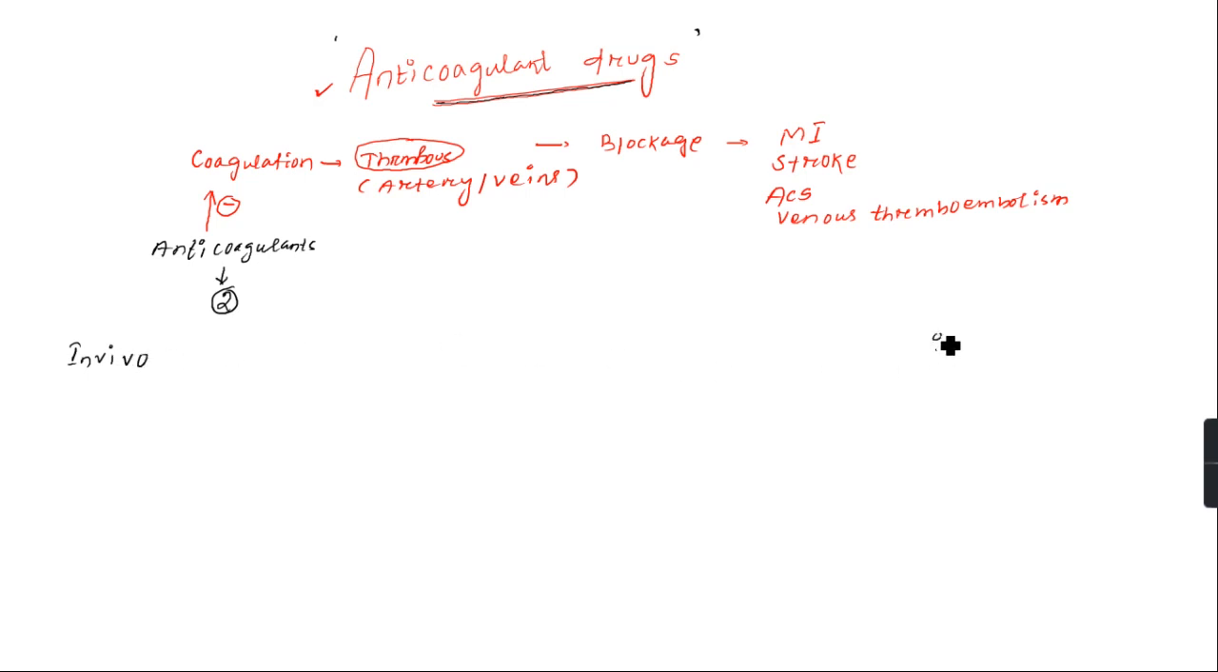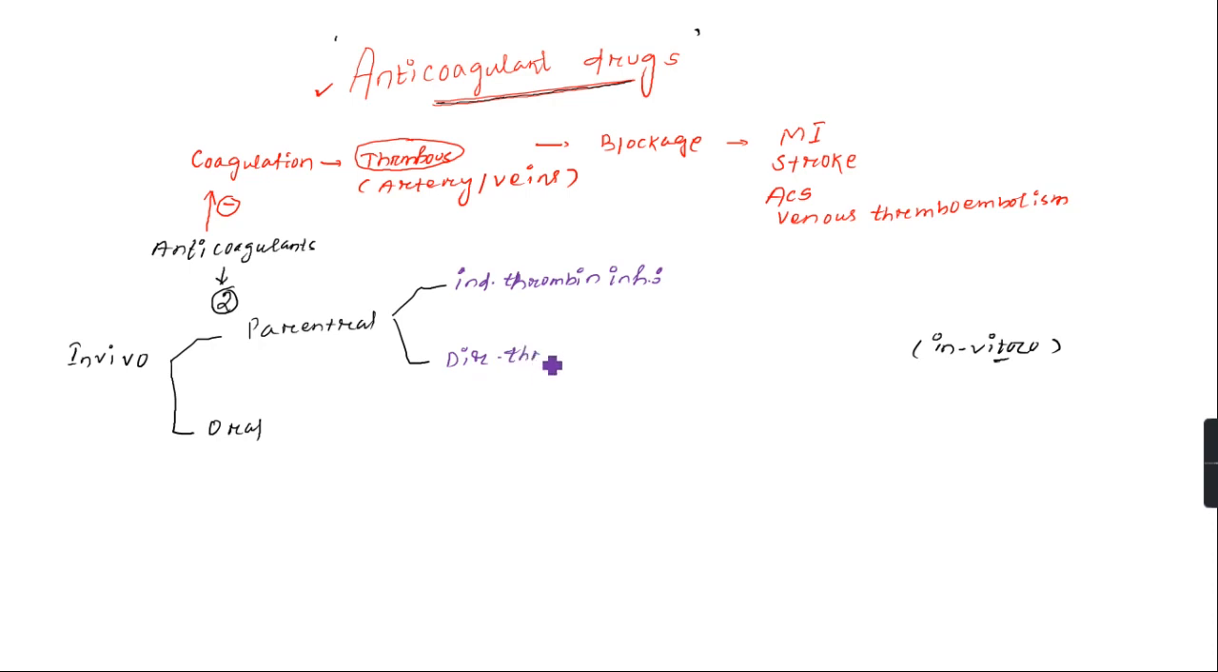In vivo means in a living organism, and in vitro means in the lab, in a laboratory case, you can use this type. Again, the in vivo class of drugs is divided into two categories. First one is parenteral, second one is oral. Parenteral is again divided into two categories: indirect thrombin inhibitor and direct thrombin inhibitor.